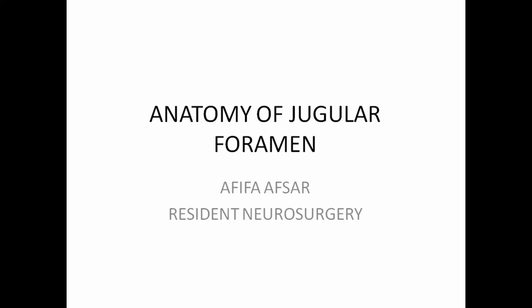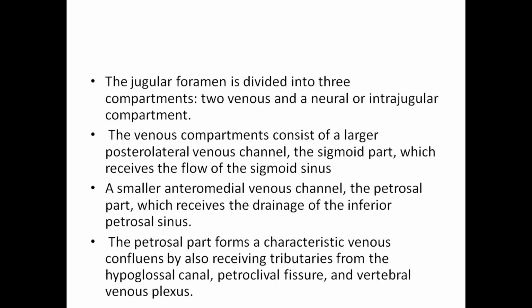Today, the topic of discussion would be the anatomy of the jugular foramen, and we would be going stepwise. First, starting with the osseous anatomy, and then we'll be taking you forward along the vascular structures and the structures that traverse the jugular foramen. So, beginning, the jugular foramen is actually divided into three compartments.